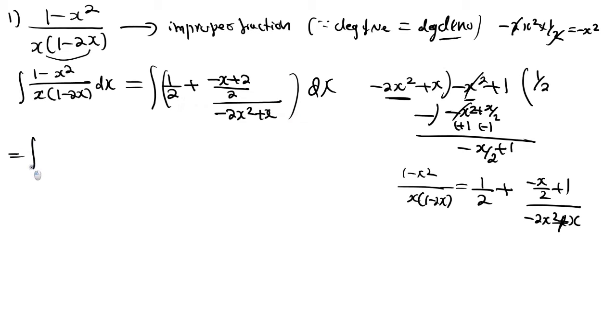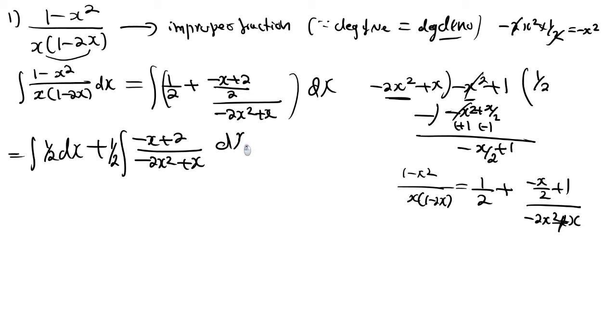So it is equal to the integration of 1 by 2 into dx plus the integration of, here 1 by 2 is there, so you can take that 1 by 2 outside. What is the remaining term? Minus x plus 2, right? Minus x plus 2 divided by minus 2x square plus x into dx. Take it as equation 1.